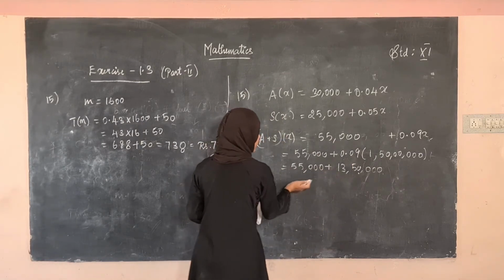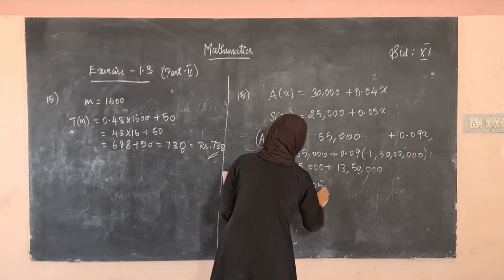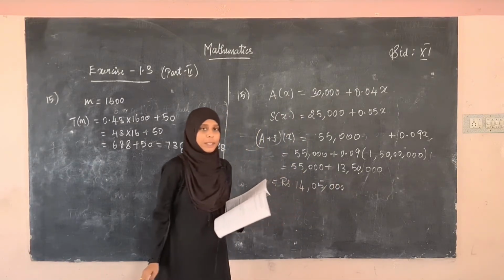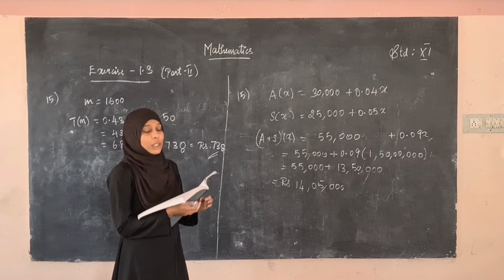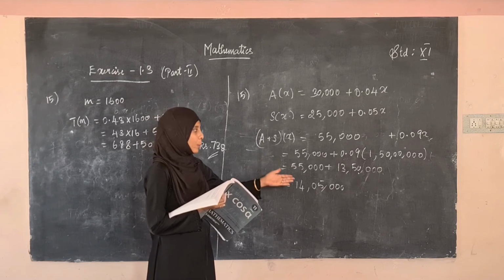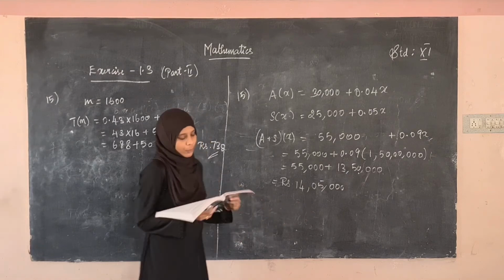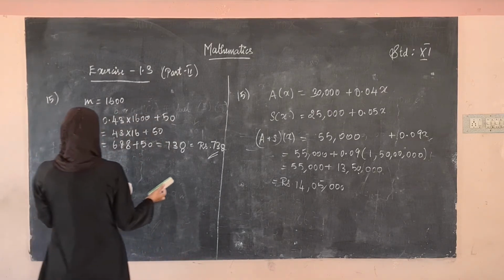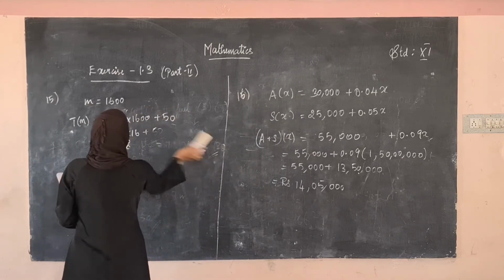So 13 lakh 50,000 plus 55,000 is 14 lakh 5,000. The value is in rupees, because they have given the selling merchandise value in rupees. Therefore the total earnings of the whole family, where they sell things worth rupees 1 crore 50 lakhs, is 14 lakhs 5,000. This is the 16th sum. Now we are going to see the 17th sum.